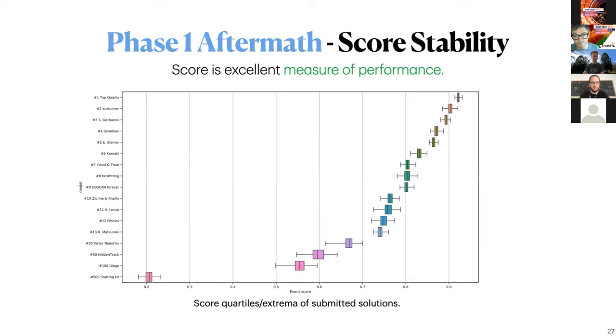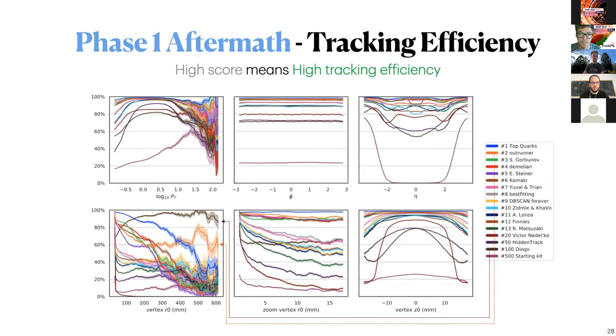A little bit aftermath of the phase one is, did we do well in the score? So we looked at the score stability, and we were very pleased to see that. You see here the score quartiles and extrema of the submitted solutions. So there was really no fluctuation or statistical problem to rank the contestants according to the score, which gave us quite a good confidence that we've picked that correct. And we looked whether the score actually resembles some physics quantities, and yes, it did. So you can see here the top solutions, and you can also see how they compare to tracking efficiency. On the left, you see basically tracking efficiency versus different detector or track quantities, and you can actually see that high score means high tracking efficiency. So the score actually resembled physics.